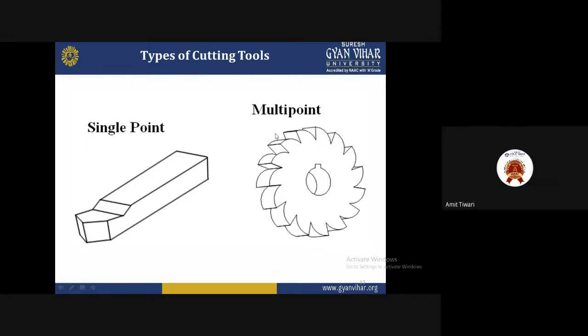In the case of the multi-point cutting tool, you can see in this diagram there are multiple cutting edges. That's why we call it a multi-point cutting tool. You can see this is a multiple cutting edge: 1, 2, 3, 4. A number of cutting edges are available on the surface of this tool. That's why we say multi-point cutting tool, and when only a single cutting edge is available on the surface of the tool, we say single point cutting tool.